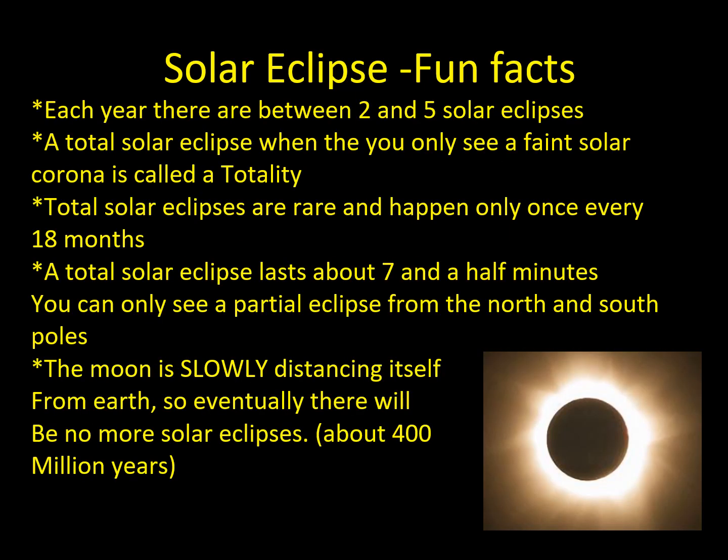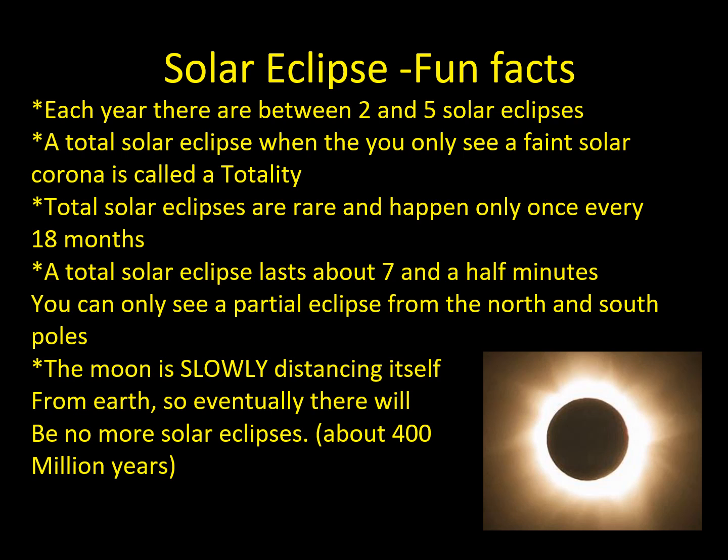What would a solar eclipse be without some fun facts? Each year, there are between 2 and 5 solar eclipses, but you're not going to be able to see them all. A total solar eclipse, when you only see a faint solar corona, is called a totality. So think about it. It's totally in the shadow, so totality. Total solar eclipses are rare and happen only once about every 18 months. A total solar eclipse lasts about 7.5 minutes.